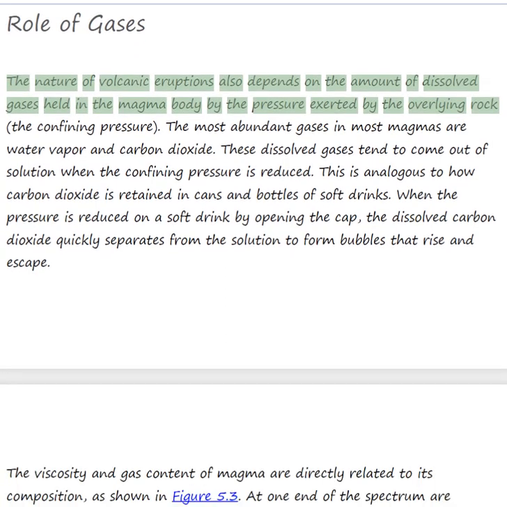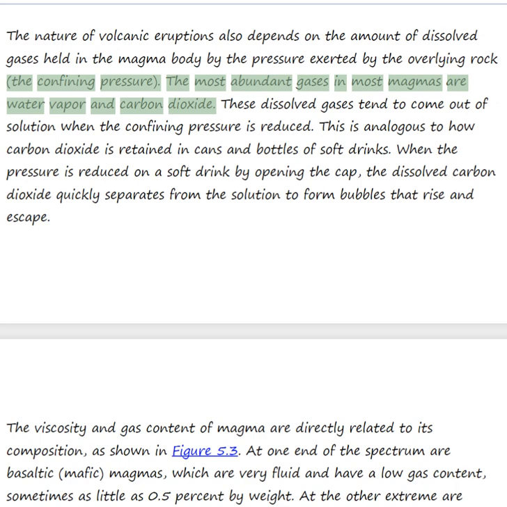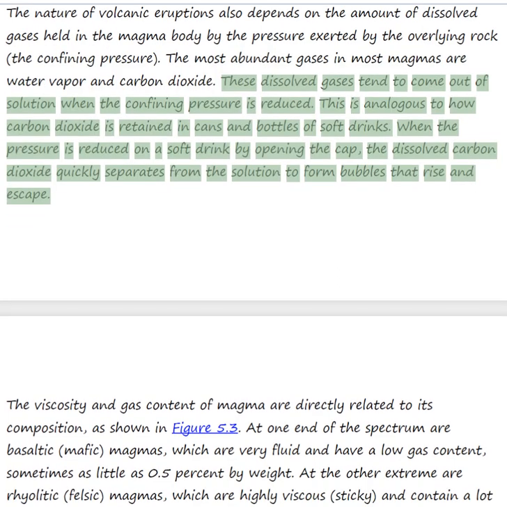The nature of volcanic eruptions also depends on the amount of dissolved gases held in the magma body by the pressure exerted by the overlying rock. The most abundant gases in most magmas are water vapor and carbon dioxide. These dissolved gases tend to come out of solution when the confining pressure is reduced. This is analogous to how carbon dioxide is retained in cans and bottles of soft drinks. When the pressure is reduced on a soft drink by opening the cap, the dissolved carbon dioxide quickly separates from the solution to form bubbles that rise and escape.